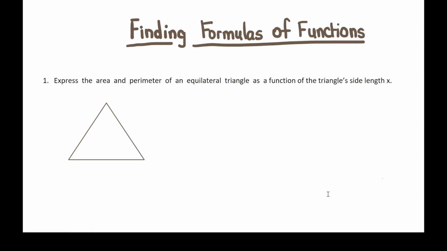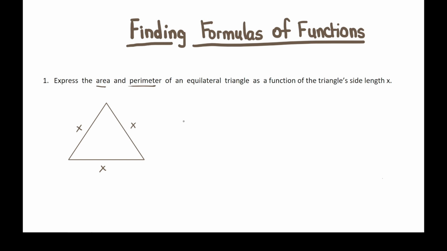In this video, we're going to learn about finding formulas of functions. Let's do this example. Express the area and perimeter of an equilateral triangle as a function of the triangle side length x. So here we have an equilateral triangle with the side length x. And since it's an equilateral triangle, all of the sides would be length x. And so we want to find two functions, one for area and one for perimeter.